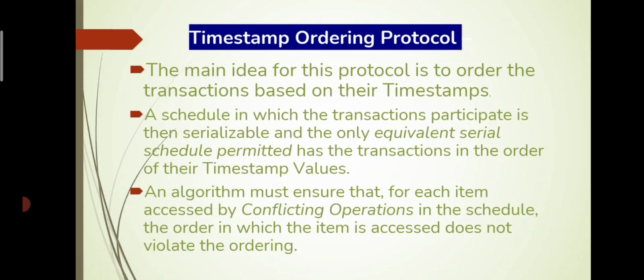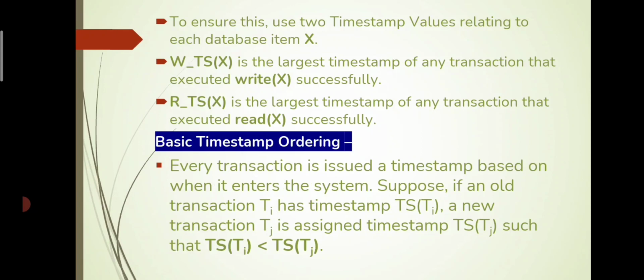Timestamp ordering protocol. The main idea for this protocol is to order the transactions based on their timestamps. A schedule in which the transactions participate is then serializable, and the only equivalent serial schedule permitted has the transactions in the order of their timestamp values. An algorithm must ensure that for each item accessed by conflicting operations in the schedule, the order in which the item is accessed does not violate the ordering.